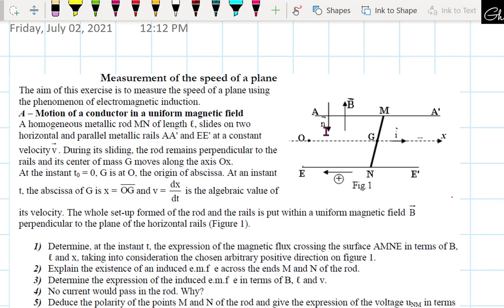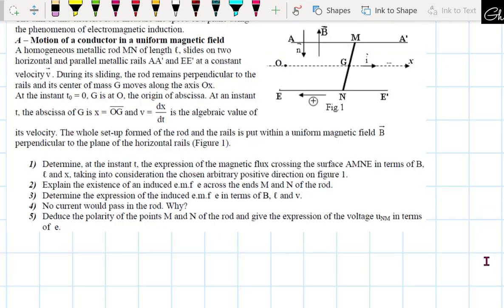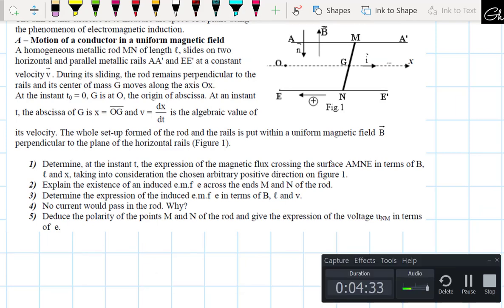Let's check the first part, part 1. Determine at the instant t the expression of the magnetic flux crossing the surface AME. So we must find the flux across AME in terms of B, L, and X. How can we find the magnetic flux?